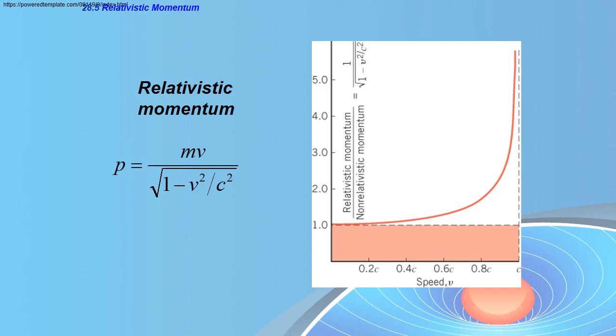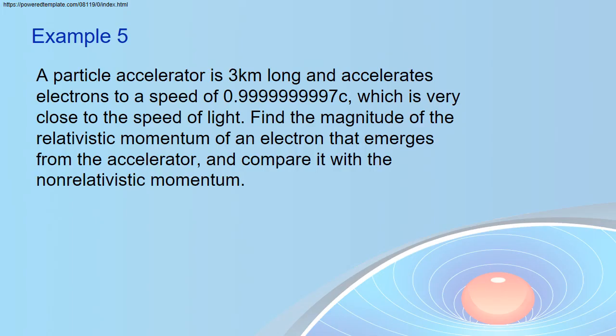Let's look at an example. A particle accelerator is 3 kilometers long and accelerates electrons to a speed of 0.999999997 c, which is very close to the speed of light. You can do that because electrons have a very small mass. Find the magnitude of the relativistic momentum of that electron.